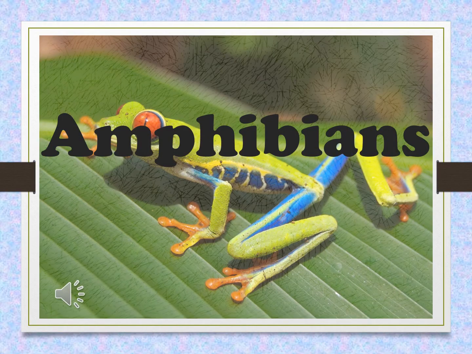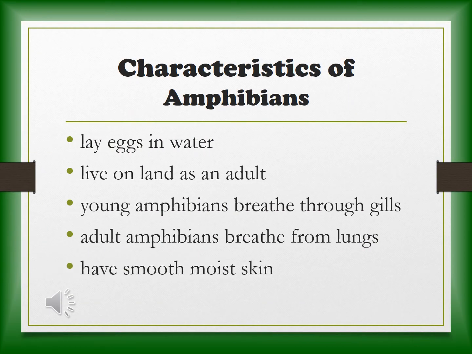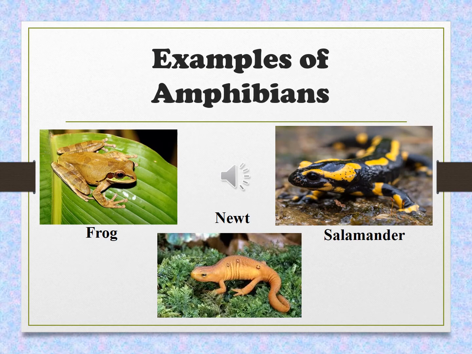Amphibians. Let's find out what amphibians are. Amphibians are also vertebrates who lay eggs in water. They are the group of animals who can live on land and in water as well. Amphibians live on land as adults. Young amphibians breathe through gills. An adult amphibian breathes with lungs. And amphibians have smooth, moist skin. Some common examples of amphibians are frog, newt, and salamander.